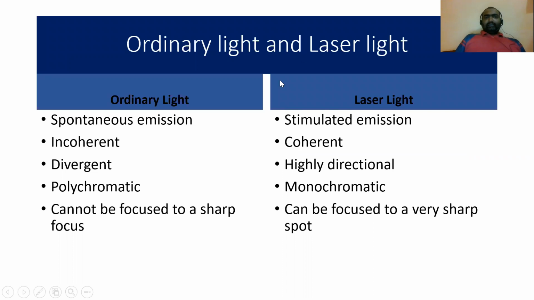Let us see the ordinary light versus laser light. Ordinary light is emitted by spontaneous emission, whereas laser light is emitted by stimulated emission. Ordinary light is incoherent and laser light is coherent. Ordinary light is divergent and laser light is highly directional. Ordinary light is polychromatic and laser light is monochromatic. Ordinary light cannot be focused to a sharp beam, and laser light can be focused to a very sharp spot.